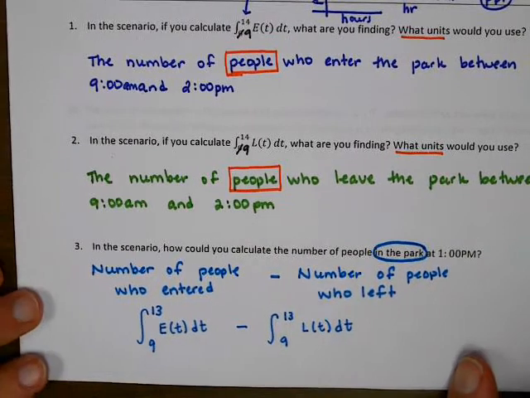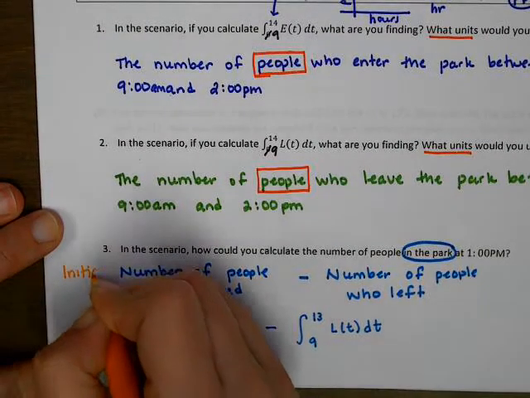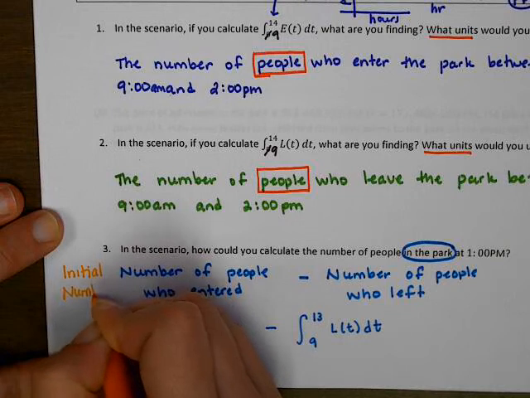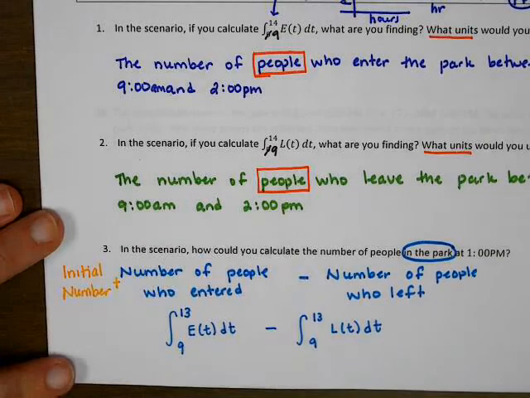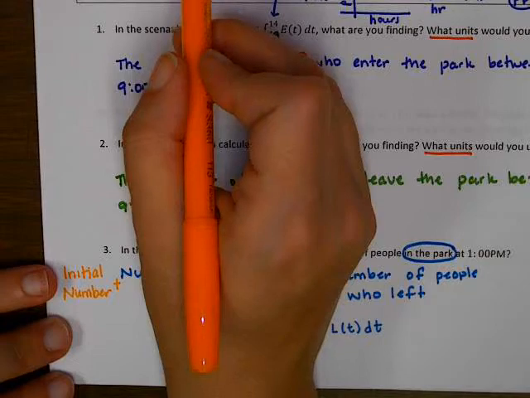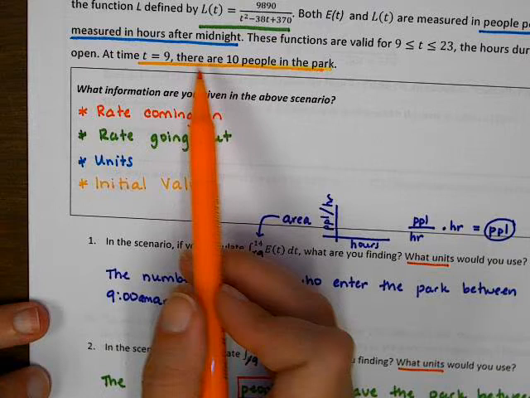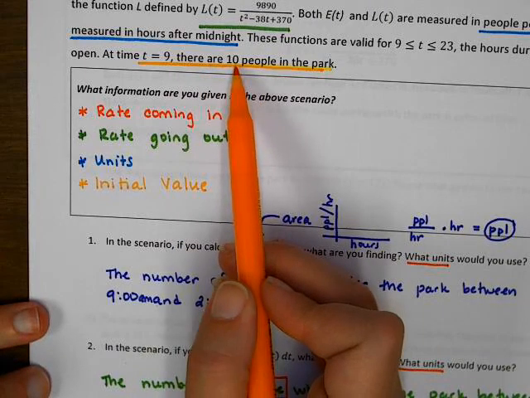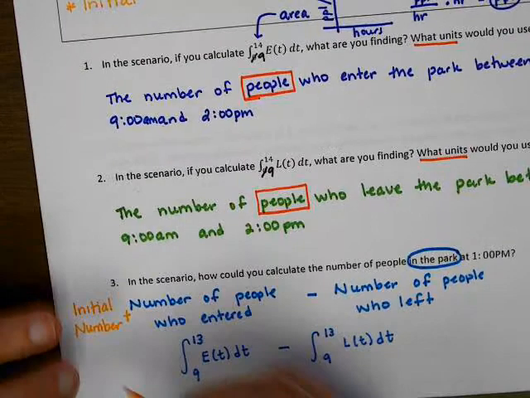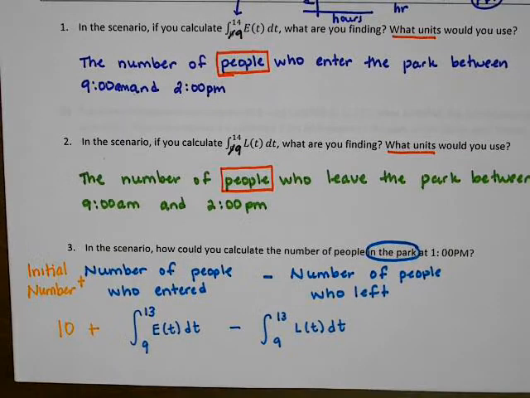One of the things a lot of people forget is that we need to include the initial number of people and then add in how many people enter and then take away how many people left. So remember I said that this initial value was going to be really important? It is really important to know how many people were there before everybody started entering, because we need to add that number in to calculate how many people are there at any given time. There were 10 people there when we started.